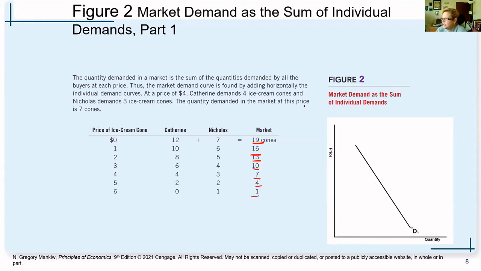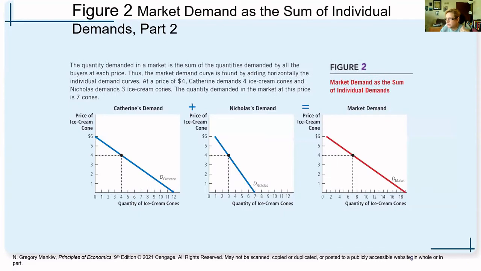Again, take a look at this. Who's willing to pay the most? Catherine is. So Catherine would be higher up here on the curve than, say, Nicholas, who would be down here on the curve. Again, what we're doing is just adding up individual demand curves. So this represents Catherine's demand plus Nicholas' demand ending up being market demand. We don't really call it market demand, we just call it demand at this point.